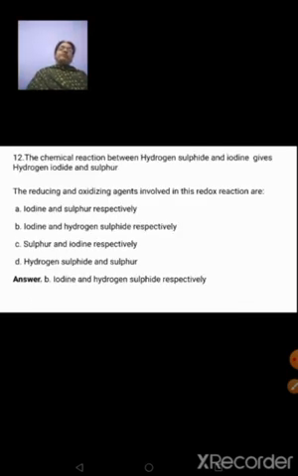Next question. The chemical reaction between hydrogen sulfide and iodine gives hydrogen iodide and sulfur. So, it's a type of redox reaction. So, the oxidizing and reducing agent involved in this redox reaction are iodine and sulfur, or iodine and hydrogen sulfide, or sulfur and iodine respectively, or hydrogen sulfide and sulfur. Obviously, your option would be iodine and hydrogen sulfide, because they are only involved in this chemical reaction.